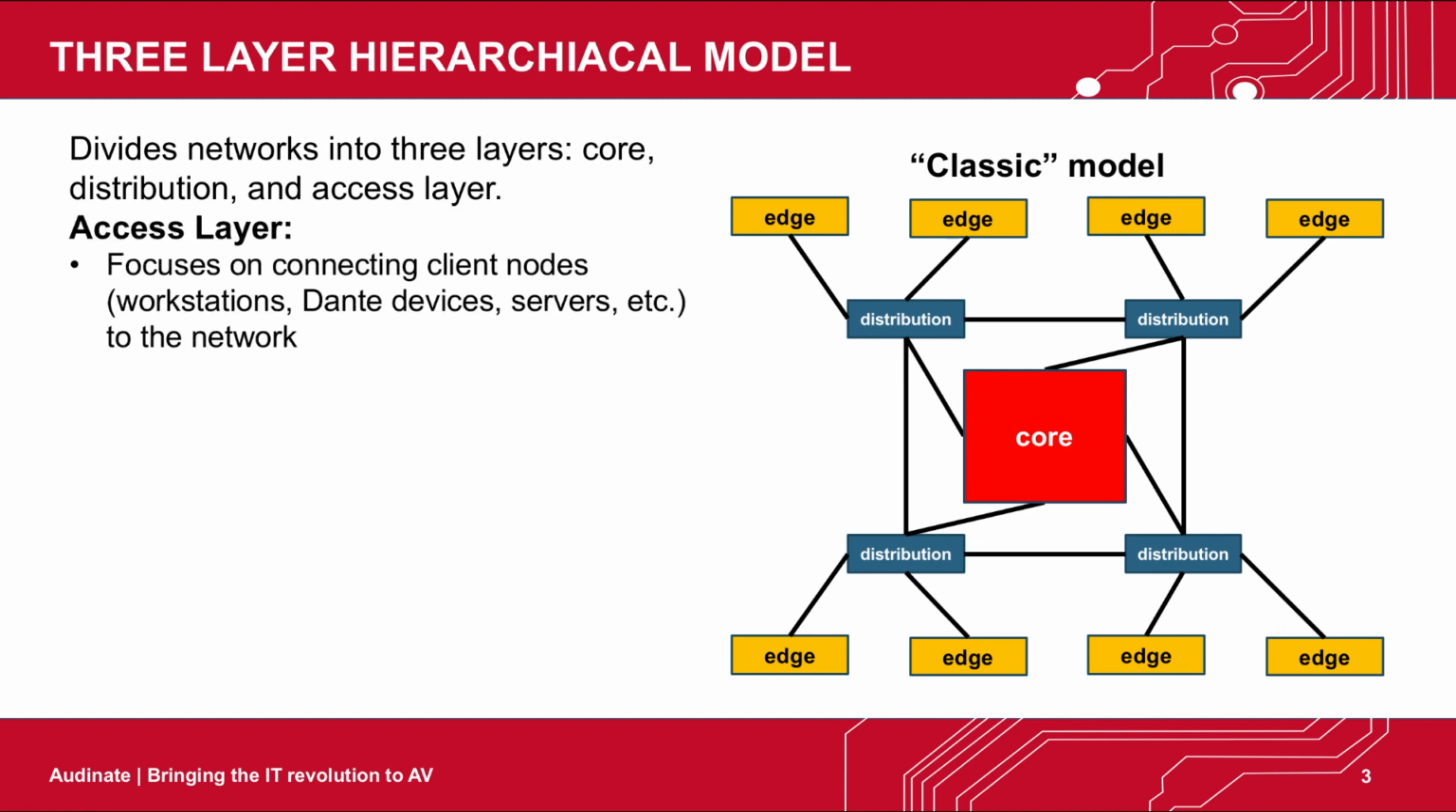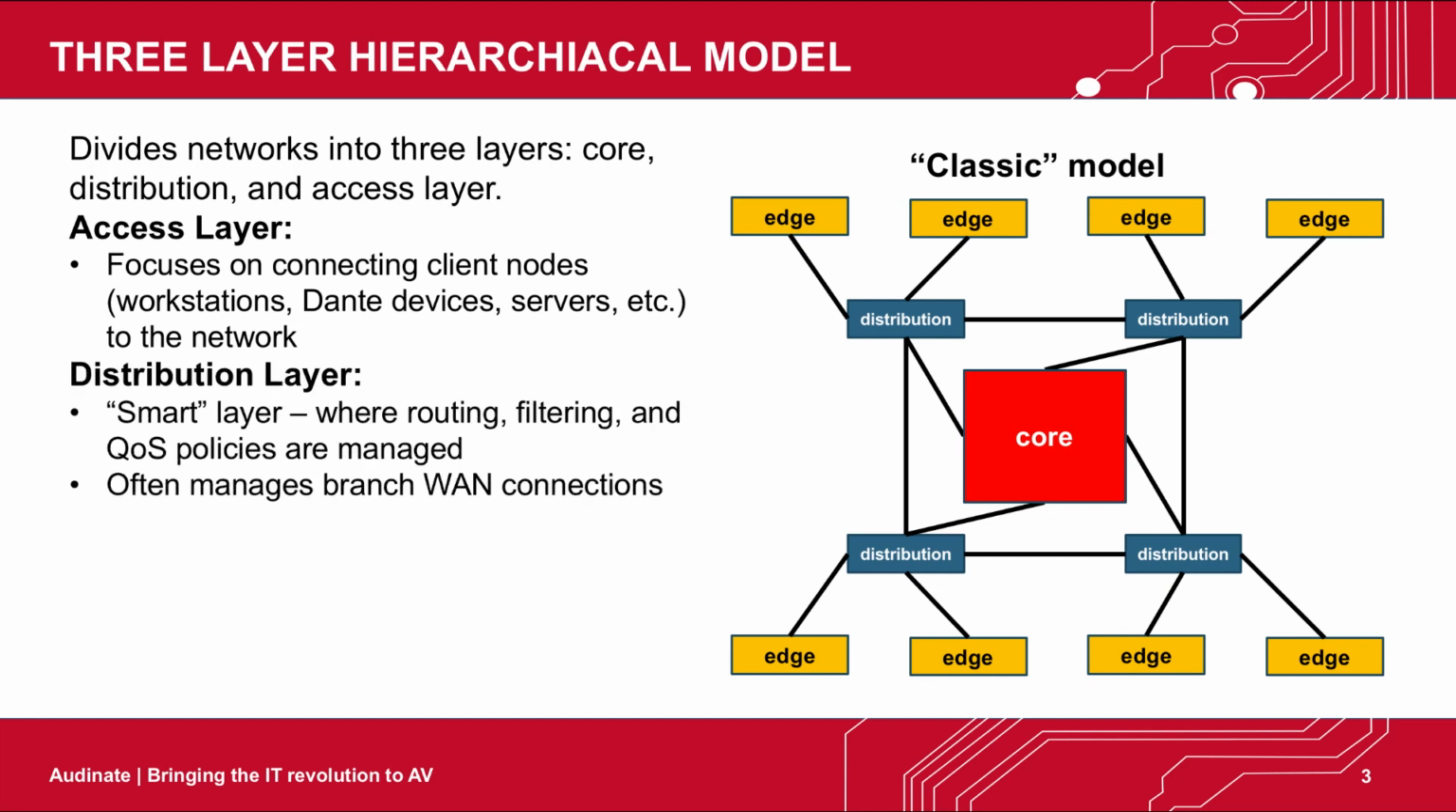The first layer in this model is the access layer. The access layer focuses on connecting client nodes such as workstations or Dante devices to the network via the edge switches. Second, we have the distribution layer. The distribution layer is the smart layer in the 3-layer model. Routing, filtering, and QoS policies are managed at the distribution layer.